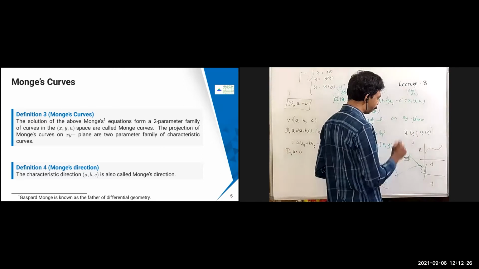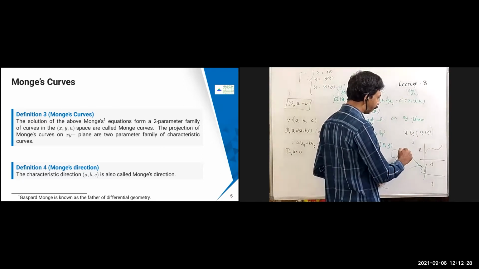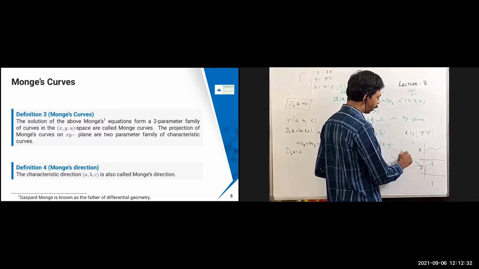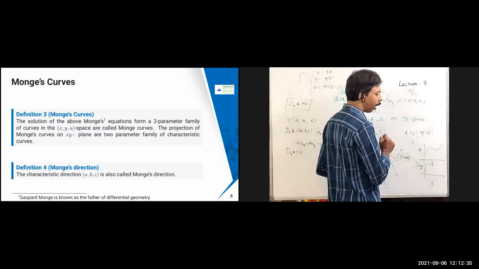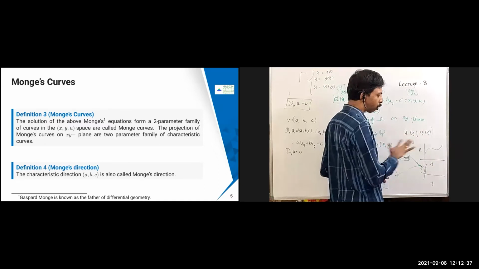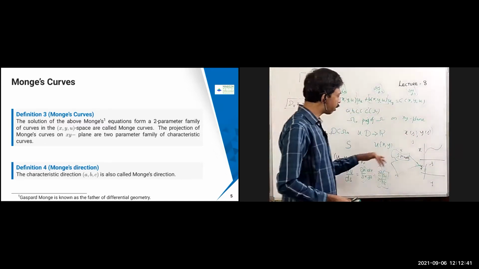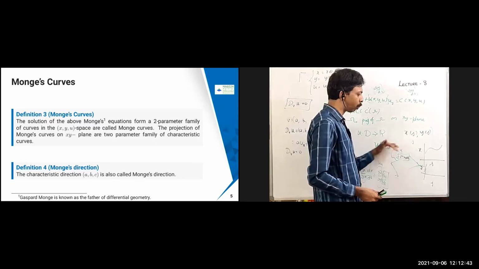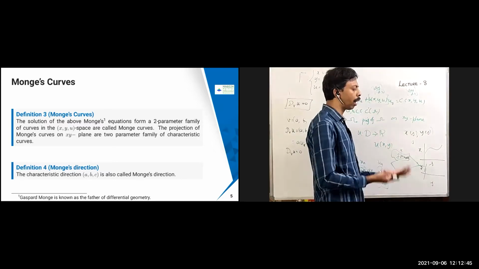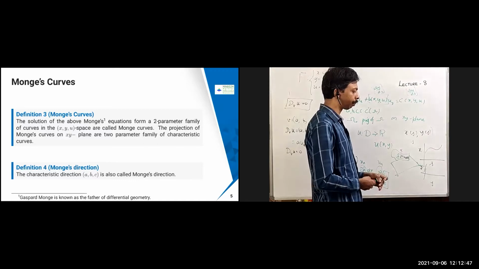Okay, so for fixed x, I'll be filling all the x, then the one part will be filled. Similarly, for each y, I'll be filling another curve. So that is going to give you another curve. So that is going to give you some kind of two parameter family of curves in this x, y, u space. So that is called Monge curves. Okay, that is called the Monge curve.